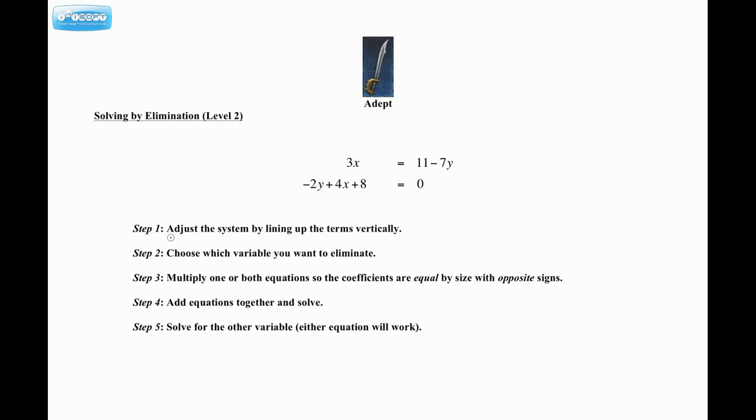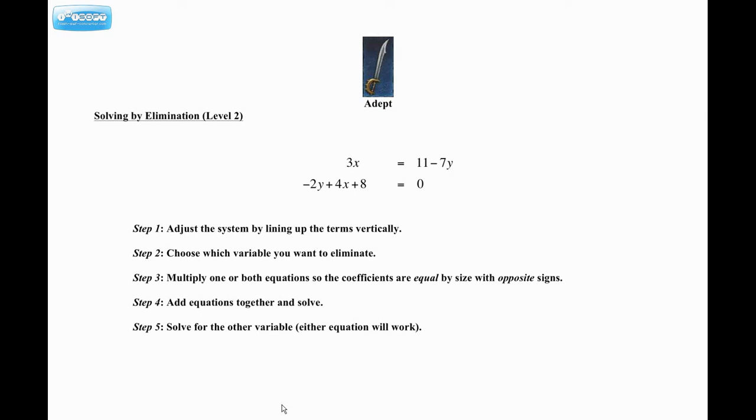So step 1 says to adjust the system by lining up the terms vertically. So you noticed before in the previous video when we added the equations together, all of the x's and y's and the numbers were all lined up. So we're going to have to change the order here. We're going to do that in just a sec. Step number 2, we are going to choose which variable we want to eliminate. Okay, so this is something we haven't quite seen before. So before we actually get to step 2, let's just complete step 1.